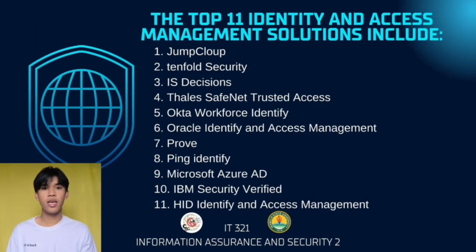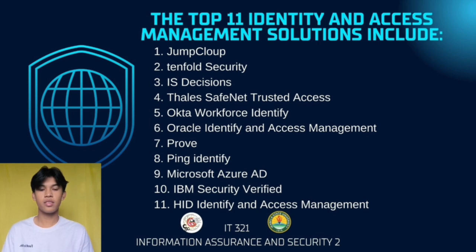Top 11 identity access and management solutions include JumpCloud. JumpCloud is an open directory platform that connects employees to resources and secures remote devices. Tenfold Security provides user access management for mid-sized organizations by streamlining permissions across local and cloud services. IS Decisions focuses on securing Windows Active Directory with UserLock, which integrates MFA and session management.